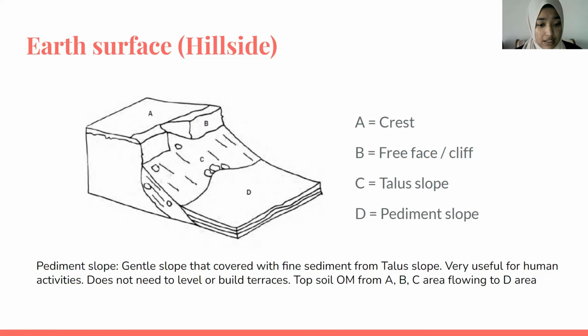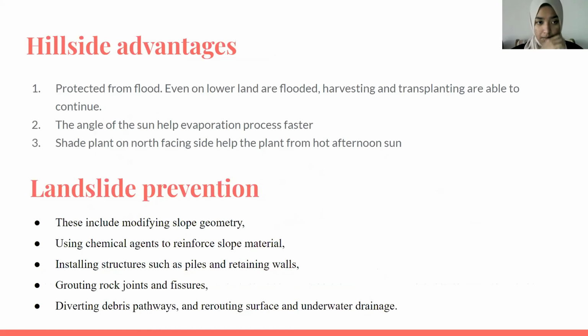It does not need to be leveled or have terraces built. And topsoil and organic material from A, which is the crest, B, the free face, and C, the talus slope area, flow down to the D area. And this will cause our plantation area to be rich in nutrients. So this is the advantage of planting at the hillside.